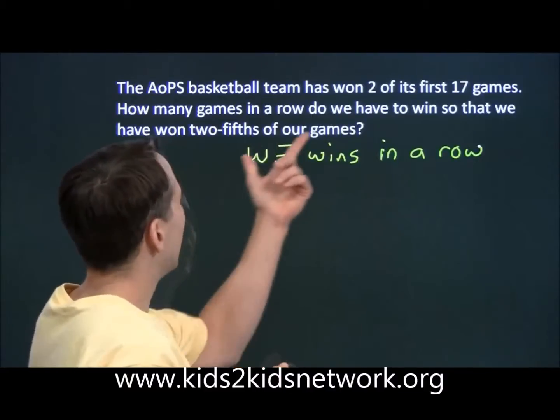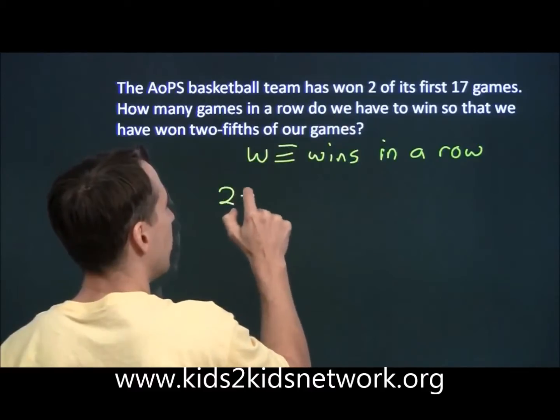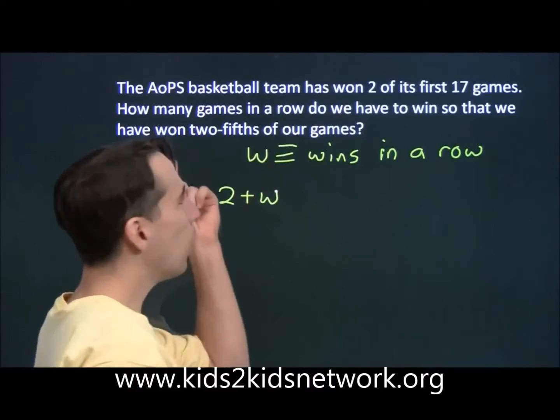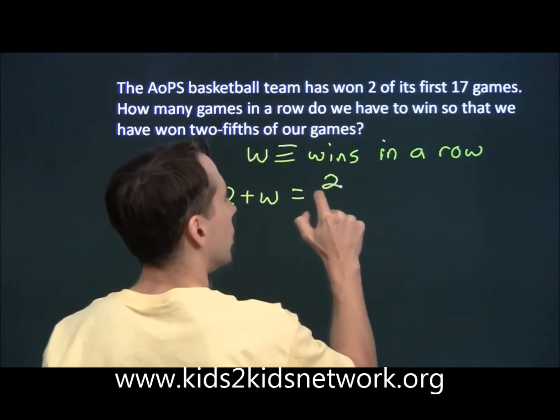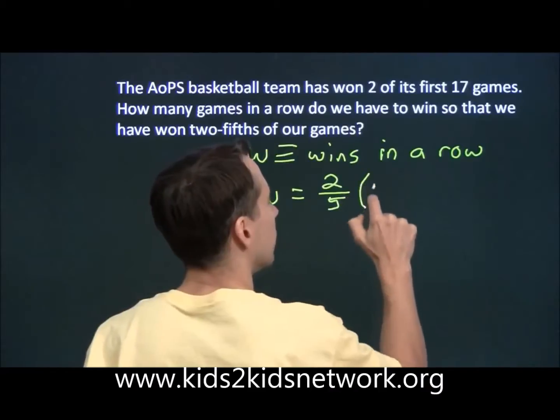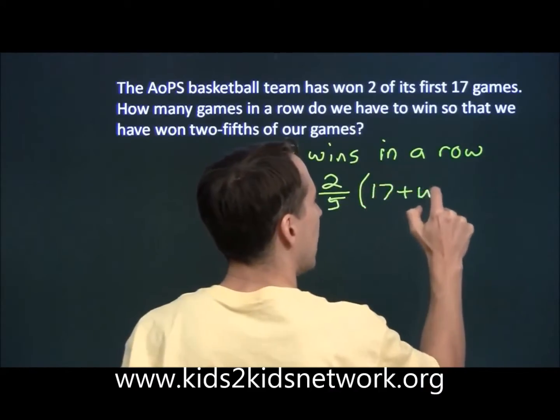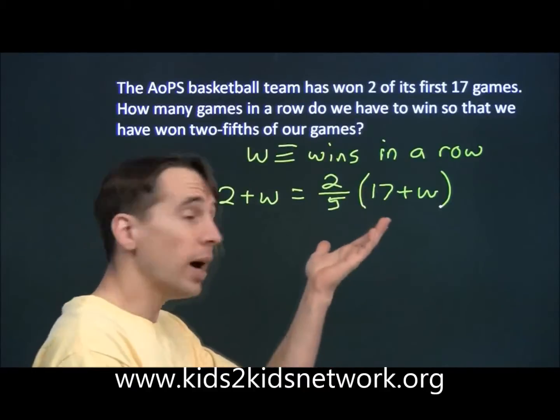Now, if we just start winning a bunch of games in a row, we win W in a row, we'll have won 2 plus W games total. And we want that to be 2/5 of the total. The total will be 17 plus all these games that we're winning in a row. So there's our equation. We know how to solve this.